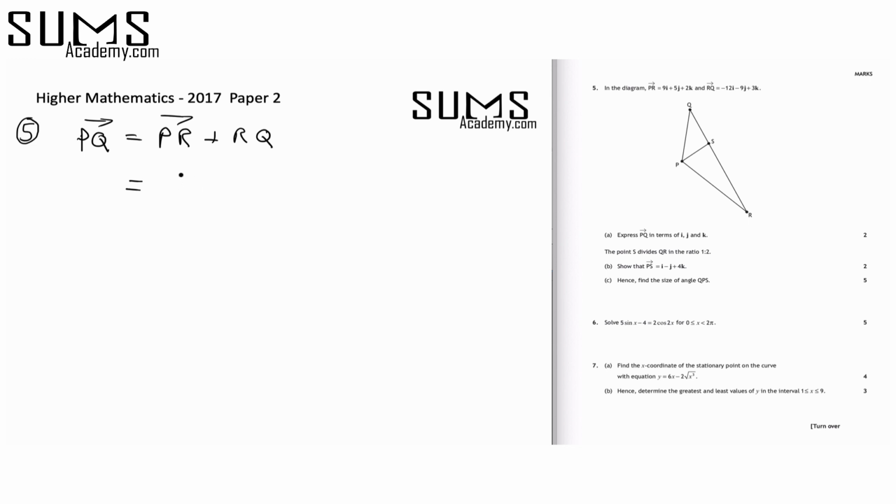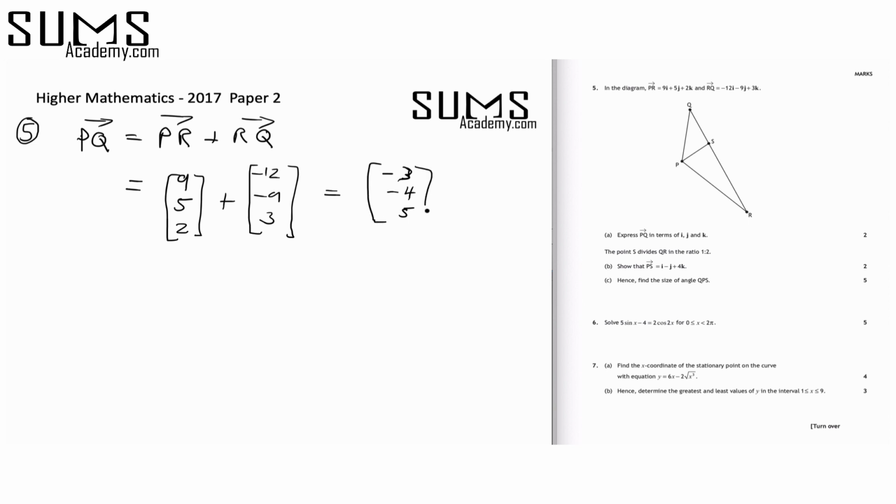So this literally just becomes, PR is just 9, 5, and 2. And then RQ is just from here, minus 12, minus 9, 3. And that just equals 9 minus 12 is minus 3. And then 5 minus 9 is minus 4. And then 2 plus 3 is just 5.